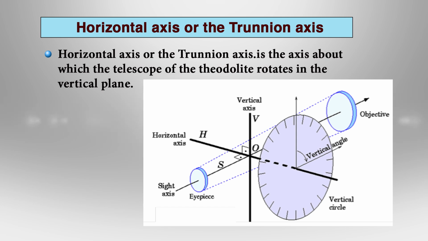If the axis is rotating like this, along with it the vertical plane is also rotating. So, this is how we define the trunnion axis, or the horizontal axis, as the axis about which the telescope of the theodolite rotates in the vertical plane.